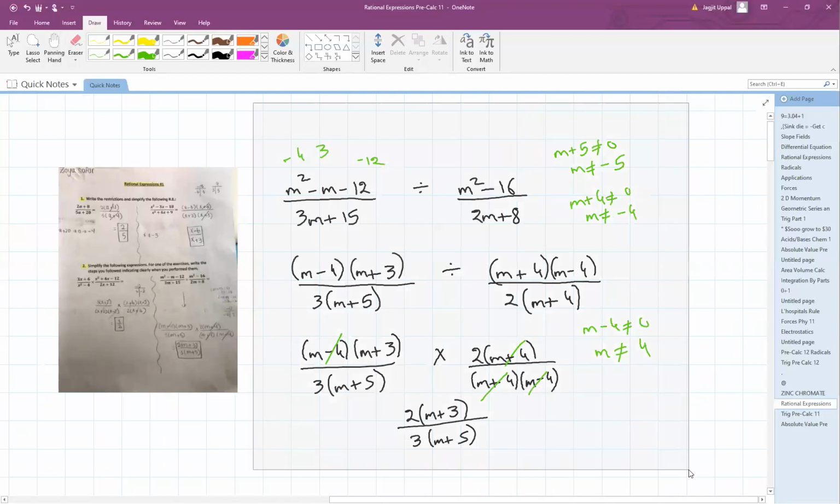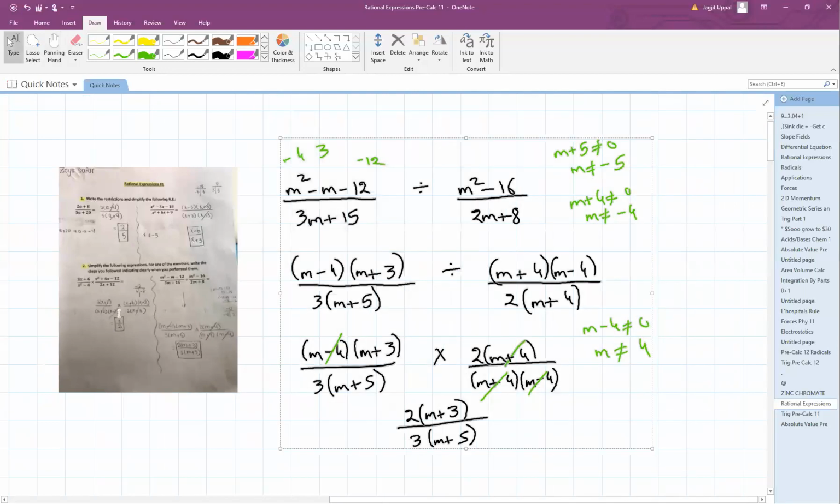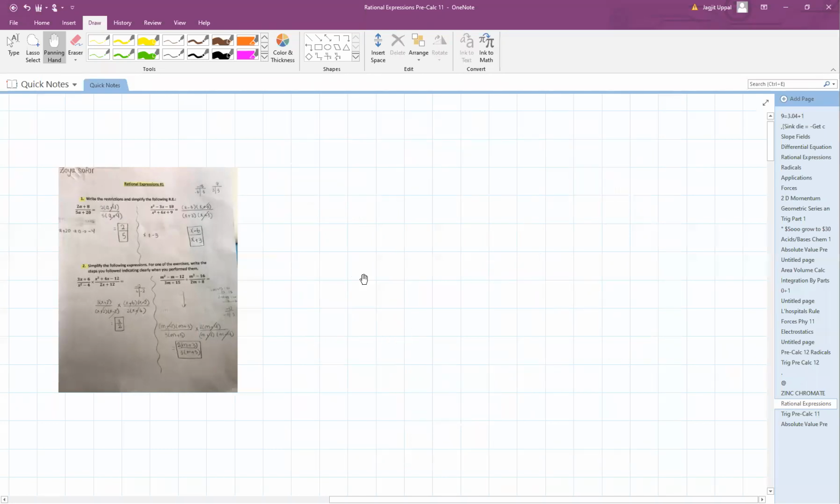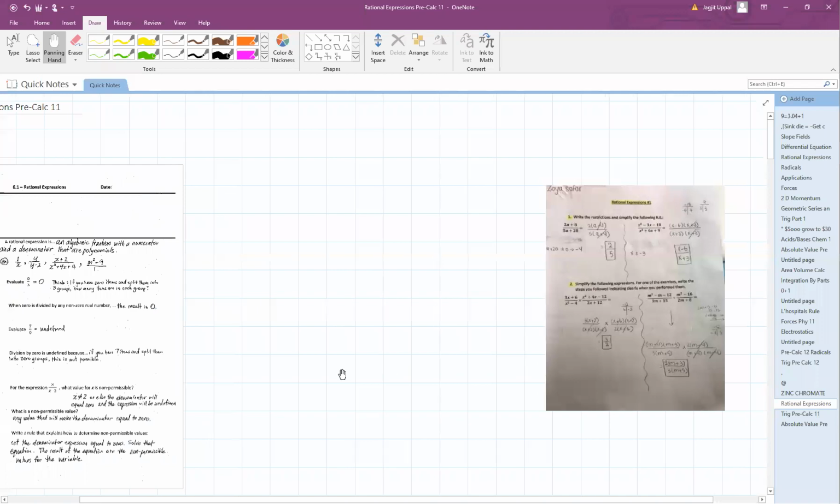Yeah, no, if I was a teacher, to be honest with you, I would have taken 1 mark off here, 1 mark off here, and 1 mark off because of the non-permissible values. So I would have given you 8 out of 10, but then I would have told you why you got 8 out of 10: because you didn't write the non-permissible values. So remember, always write the non-permissible values.